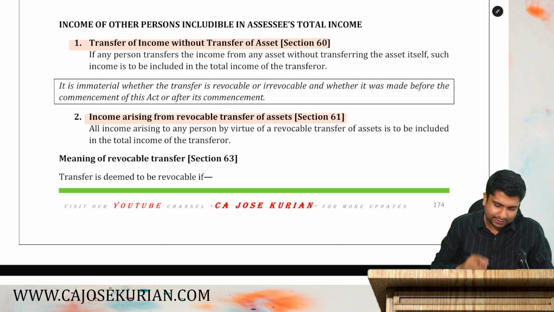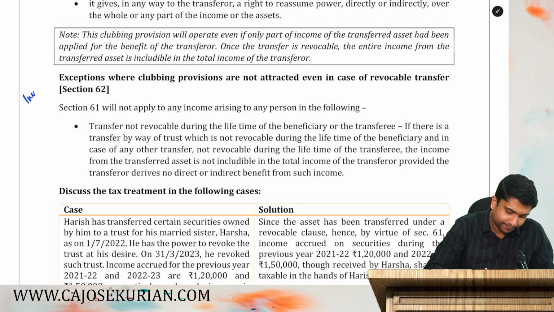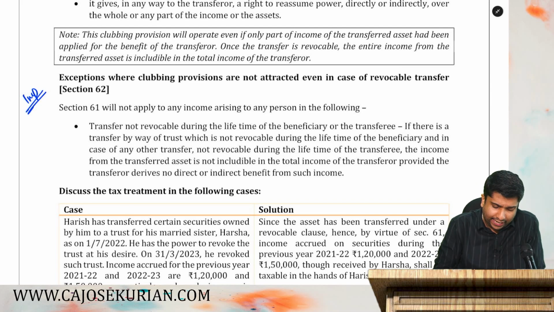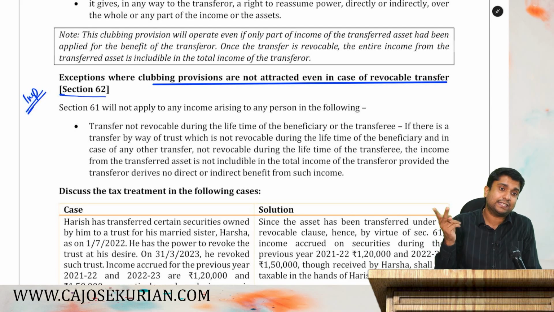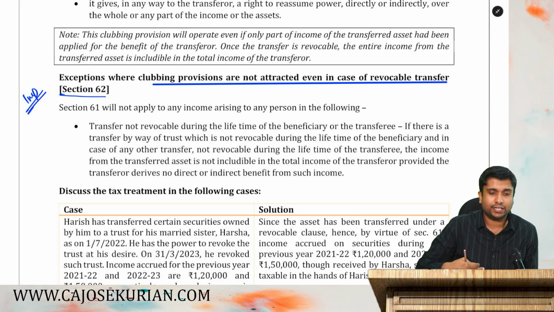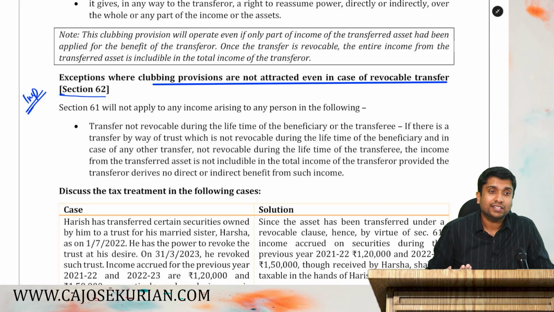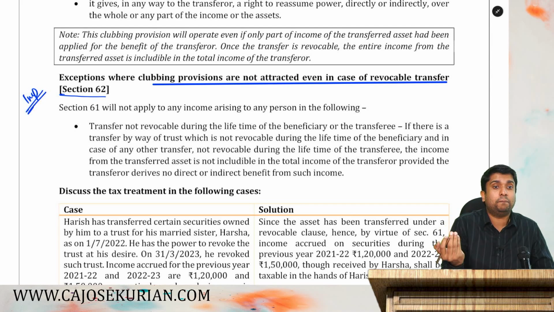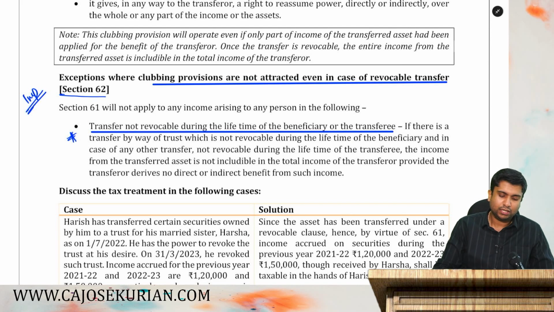Now listen, there are certain exceptions in this particular point. So let's understand what all are the exceptions. This is important. What they are saying is, exceptions where clubbing provisions are not attracted even in case of a revocable transfer. This is an exception to that revocable transfer. In the following scenario, even though we can call it a revocable transfer, there won't be any income tax clubbing implication. So let's understand which all other scenarios. Number 1, transfer not revocable during the lifetime of the beneficiary or transferee.